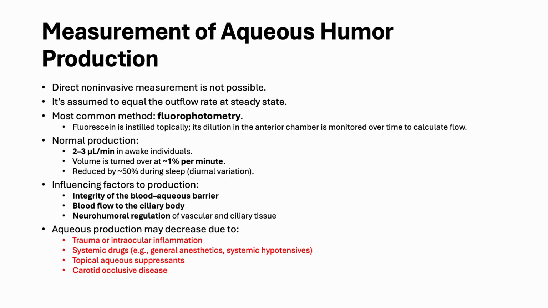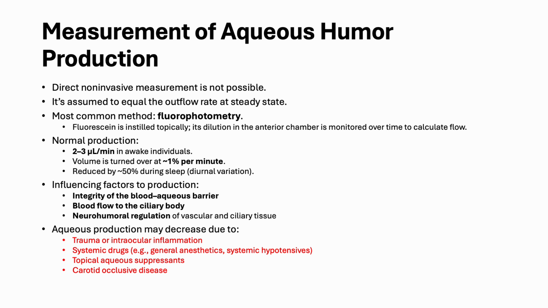Direct, non-invasive measurement of aqueous humor production is not currently possible. Instead, at steady state, it's assumed to equal the outflow rate. The most widely used method to estimate aqueous production is fluorophotometry. In this technique, fluorescein dye is instilled topically, and its dilution within the anterior chamber is monitored over time to calculate flow.